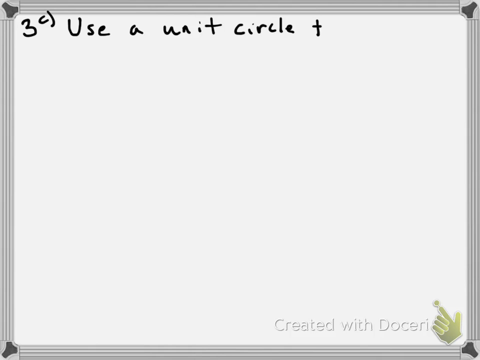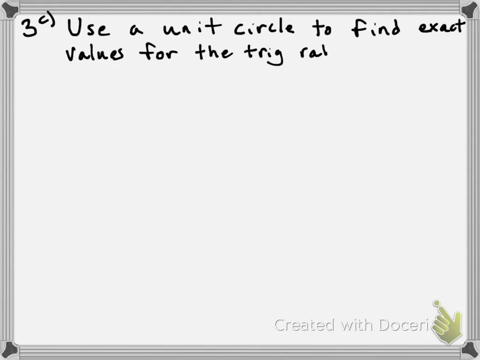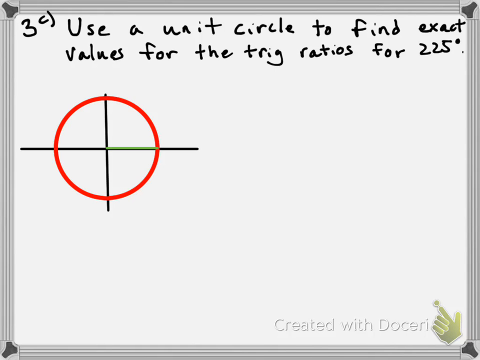3c. Use a unit circle to find exact values for the trig ratios for 225 degrees. We know that we're going to be using our related acute angle of 45 degrees in order to find the trig ratios of 225 degrees. Again, let's start by drawing out a diagram here. So here's our situation. We've got a unit circle, a 225 degree angle, and a 45 degree related acute angle.